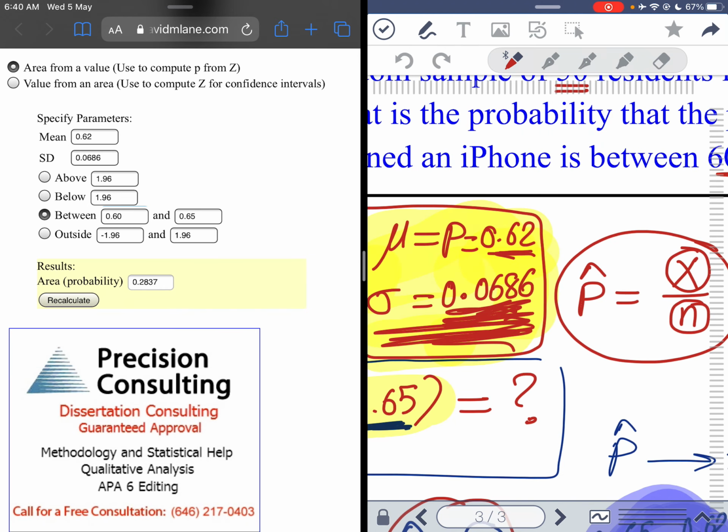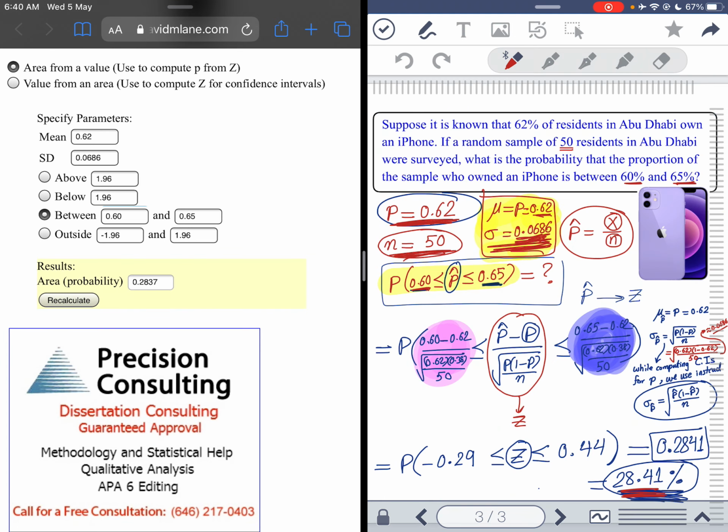It will be 0.28. So what we found means that this question mark is no longer a question mark, and the right answer to this question is 0.2837, which is okay. Whichever method you use, you are getting very close answers. So this will be 28.37%. Use whichever one you like in order to compute probabilities.